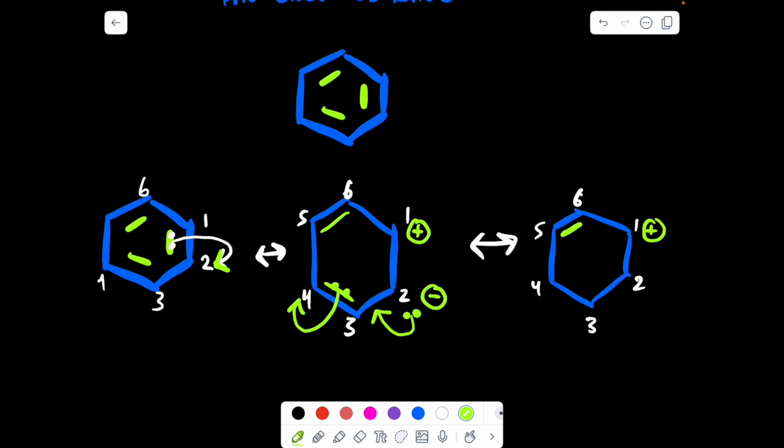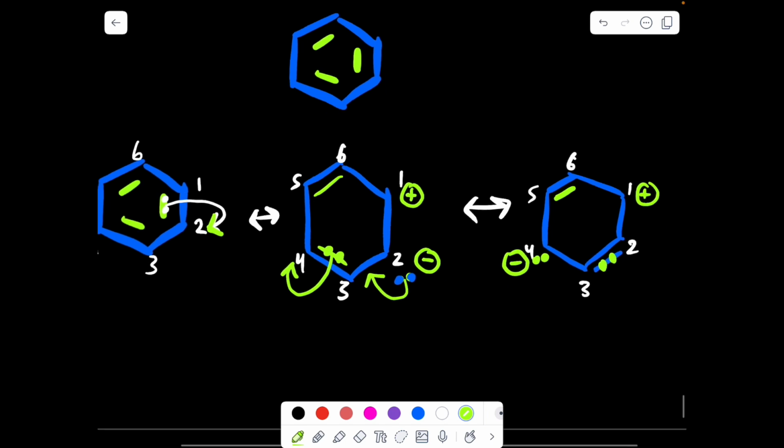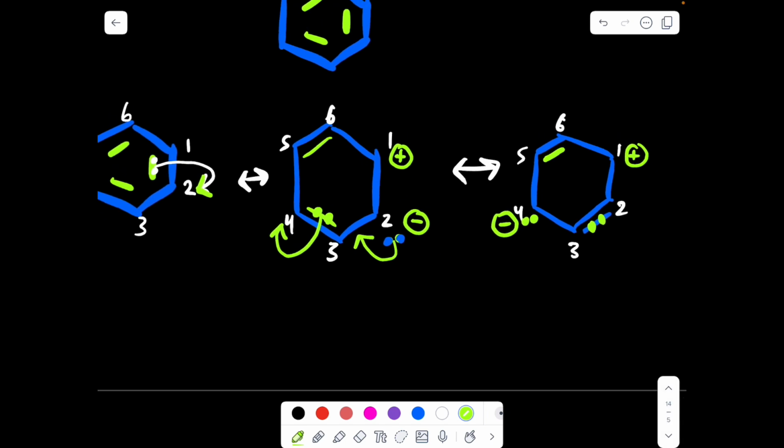Now between atoms 2 and 3, the lone pair, I'll make it blue, initially on carbon number 2, now is going to be a part of a bond in between atoms number 2 and 3, and the lone pair, a part of the pi bond between atoms number 3 and 4 initially, will become a lone pair on atom number 4, so it will gain an electron, become negative. And once again, we can see that all these structures are neutral. So we can draw one more resonance structure.